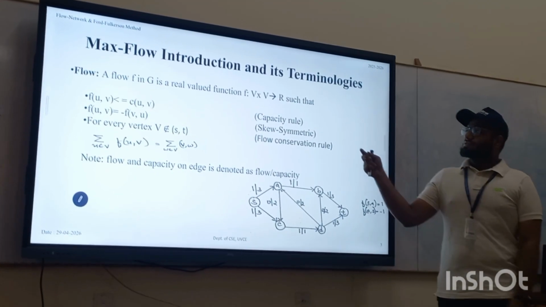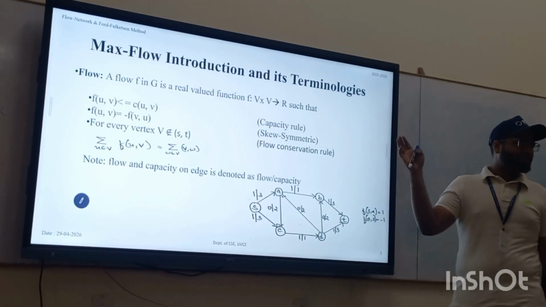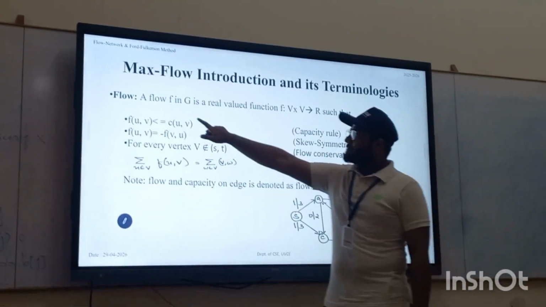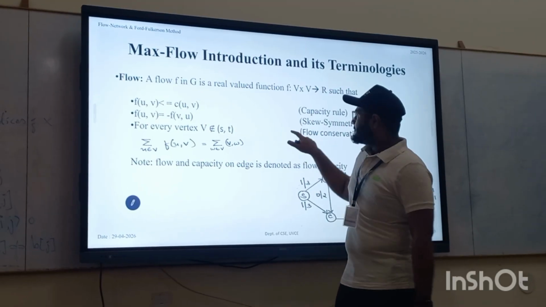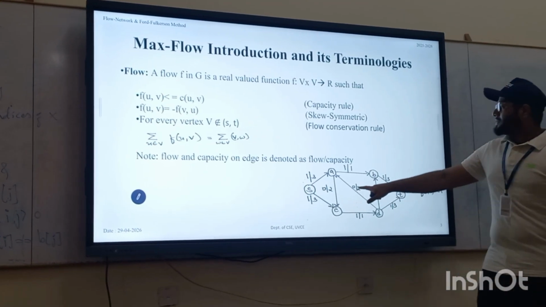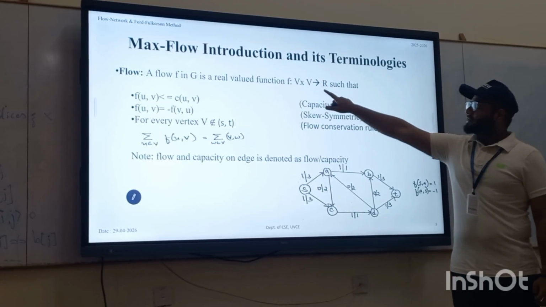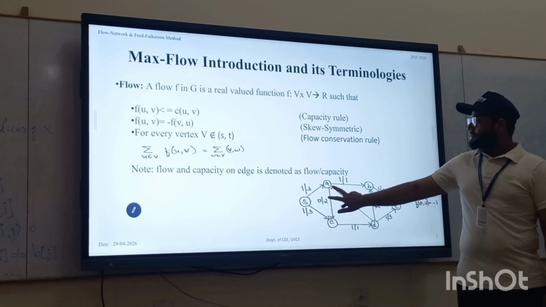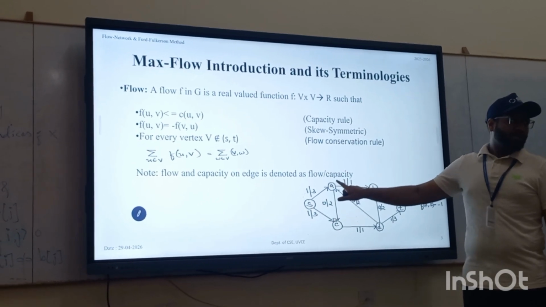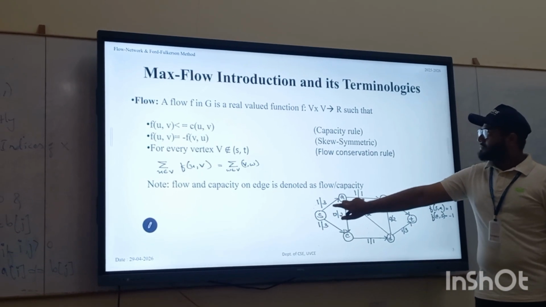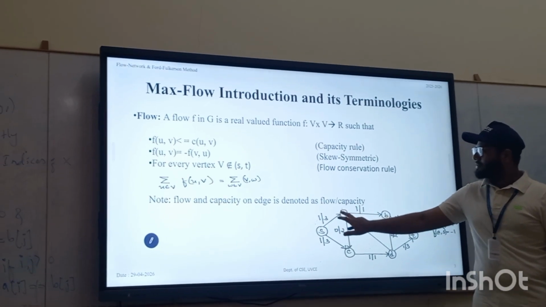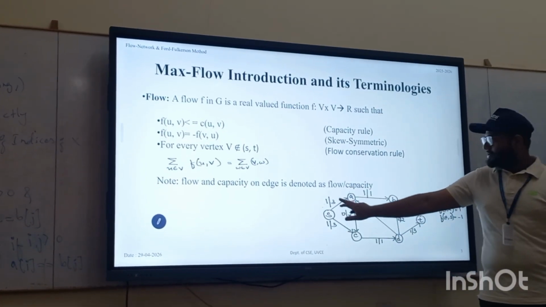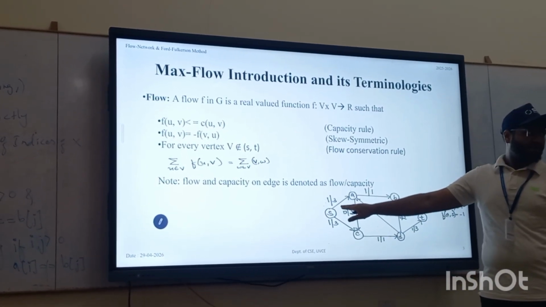Now we will understand what flow is. Flow is a real valued function, represented with small f, on G, the graph we have here. It maps V cross V, from one vertex to another vertex, to a real value. The capacity is the limit, and the flow is what you actually get from one vertex to the other. Flow and capacity are represented as flow by capacity. So here 1 is the flow and 3 is the capacity.